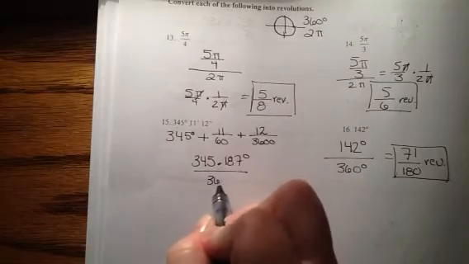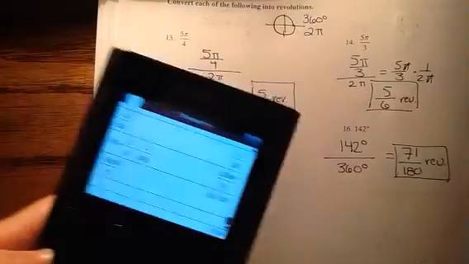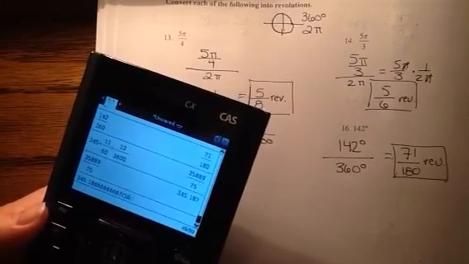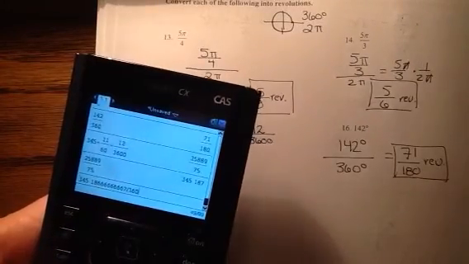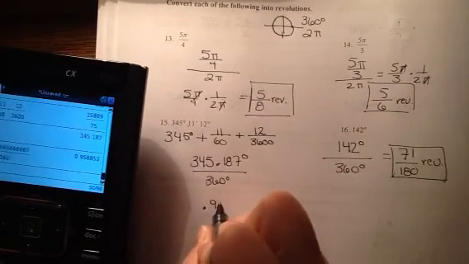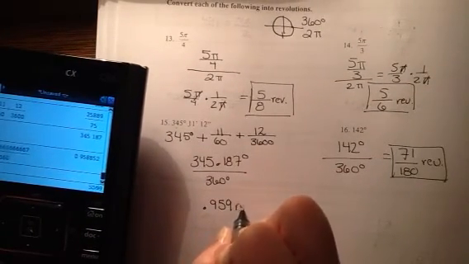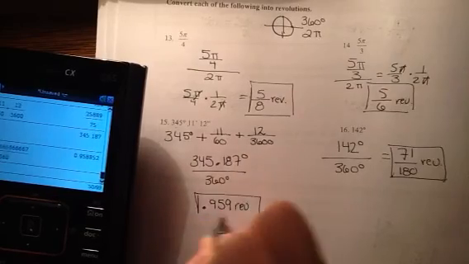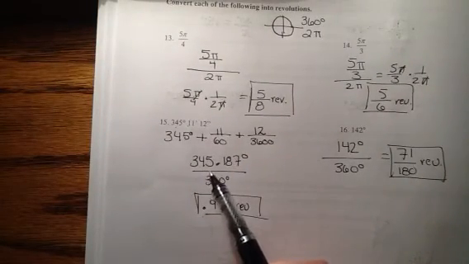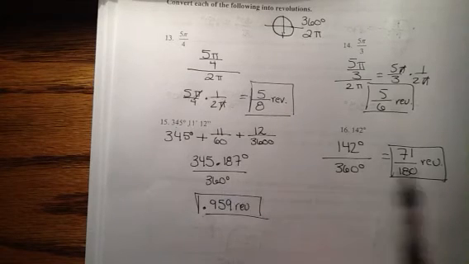So you should divide this by 360. So I'm just going to take my answer and divide it by 360. Control Enter. So I've gone 0.959 revolutions, almost the entire circle, which makes sense because you're at 345-ish degrees and there's 360 degrees in a circle.